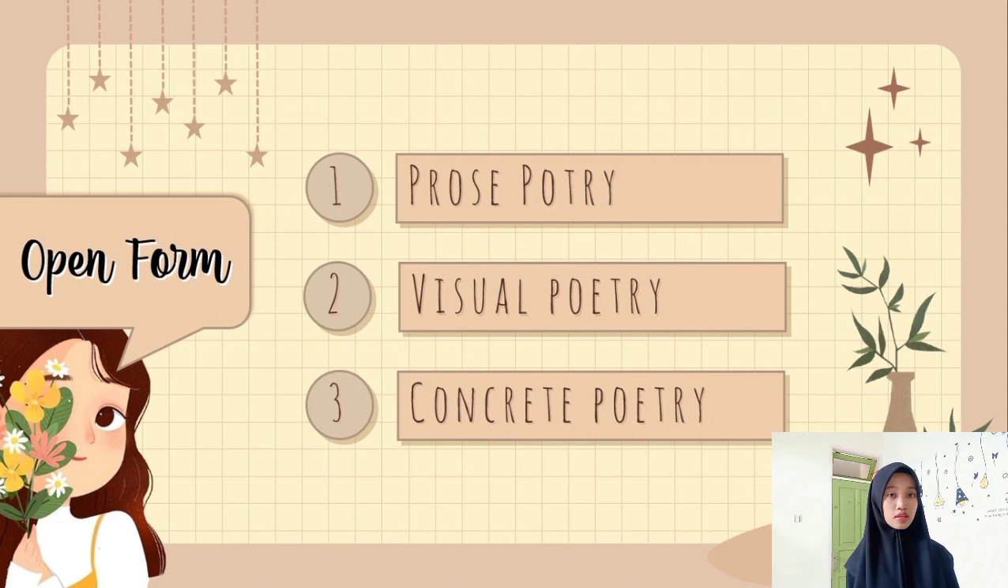Second, visual poetry. Visual poetry is a written poem that creates a visual image that relates to its meaning. A visual poem may use space between words and letters, breaks between lines, and even alternative spelling of words to produce a visual effect. Third, concrete poetry.